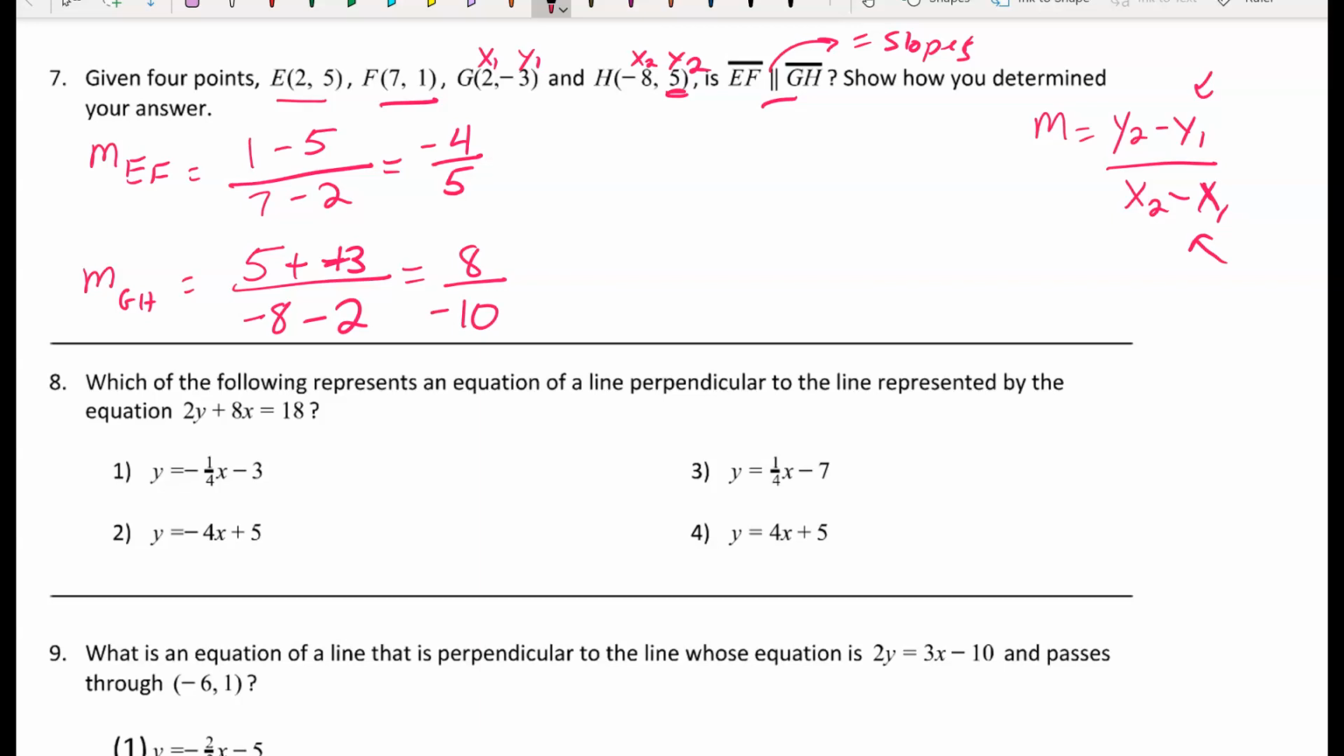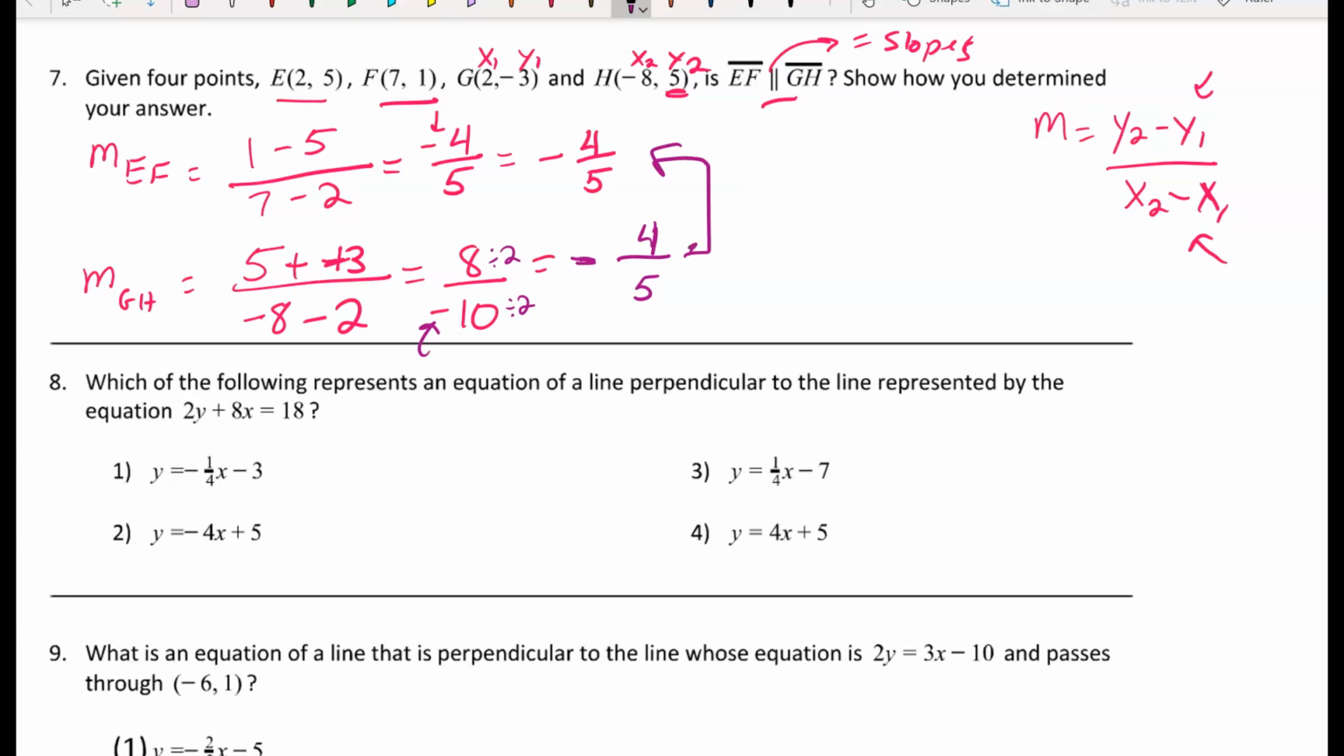Now, from the offset, it might not look like these slopes are the same. But remember, if one piece of the fraction is negative, the whole fraction is negative. So negative 4 divided by 5 is the same thing as negative 4/5. And if I reduce 8 over 10, notice that both of these are divisible by 2. So if I divide them both by 2, I can get a 4 on the top and a 5 on the bottom. And again, if one part of the fraction is negative, the whole thing is negative.